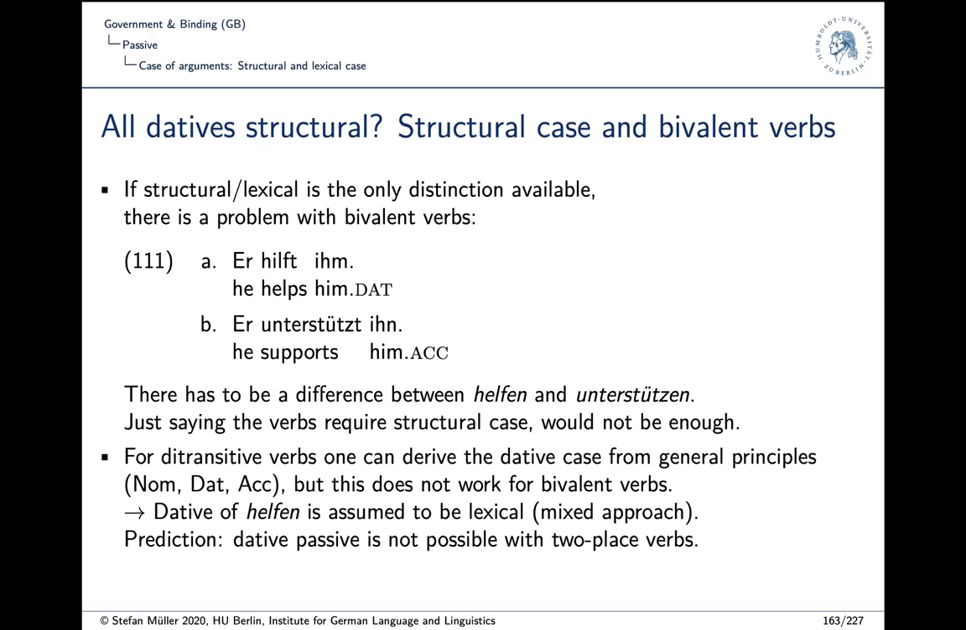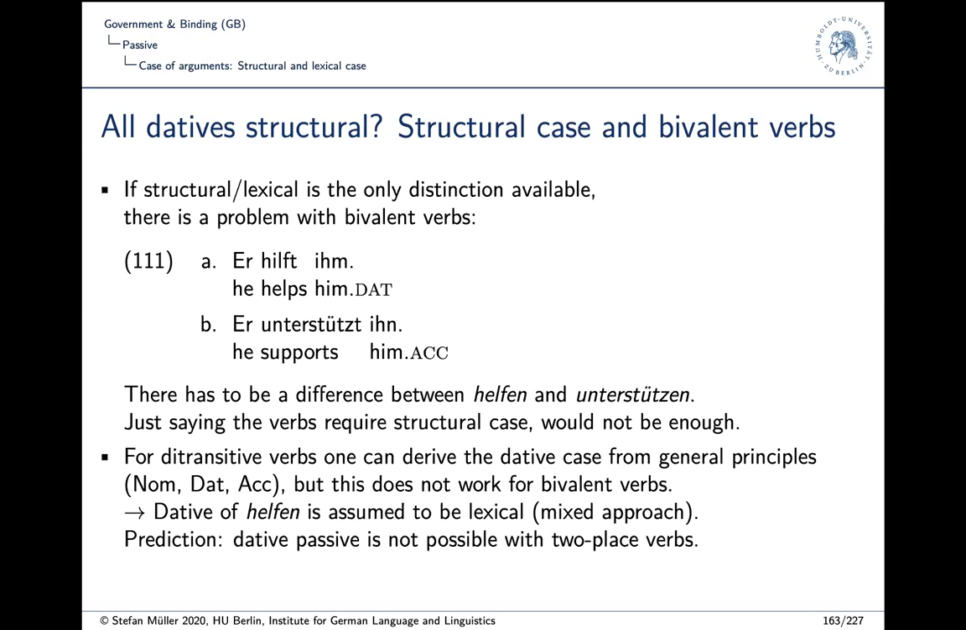But what people suggested who wanted to have the dative as a structural case is that they say, okay, if we have three valent verbs, then we can say we have a most prominent argument and a least prominent argument, and then there is one in the middle. And the most prominent is nominative, the least prominent is accusative, and the one in the middle is dative.